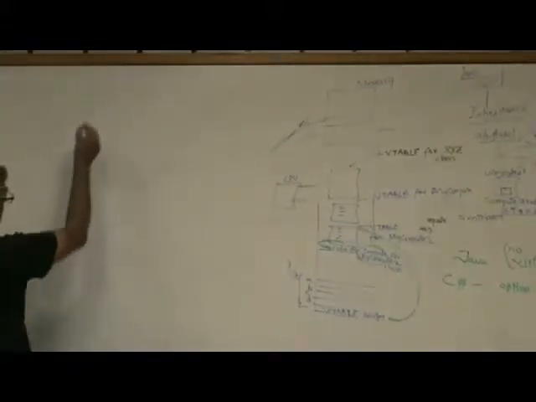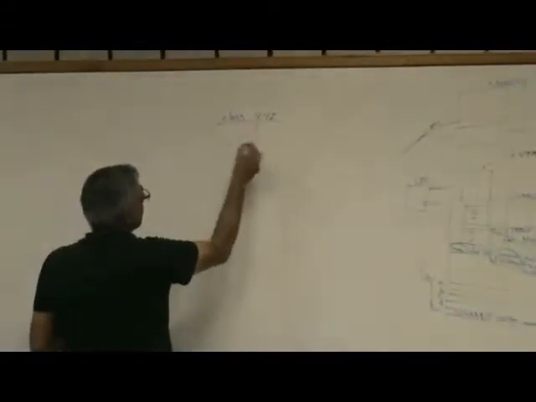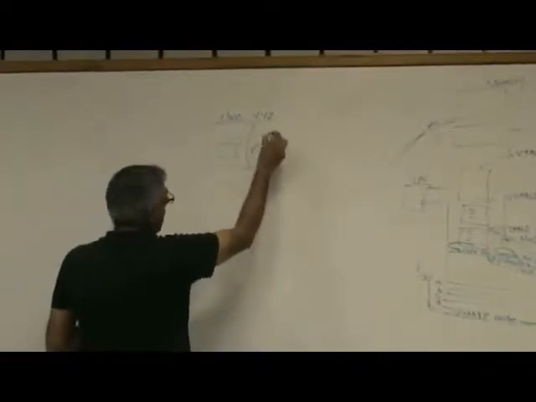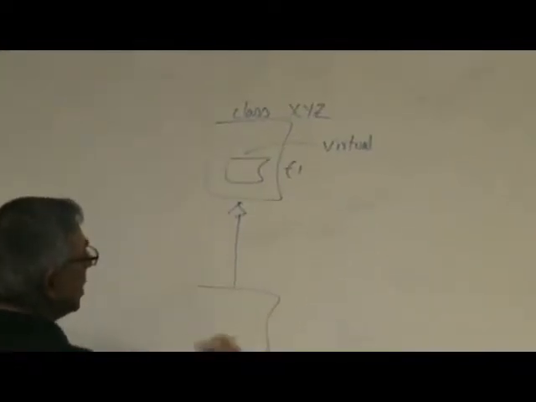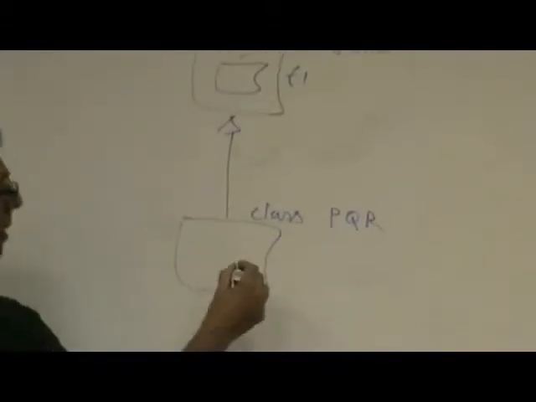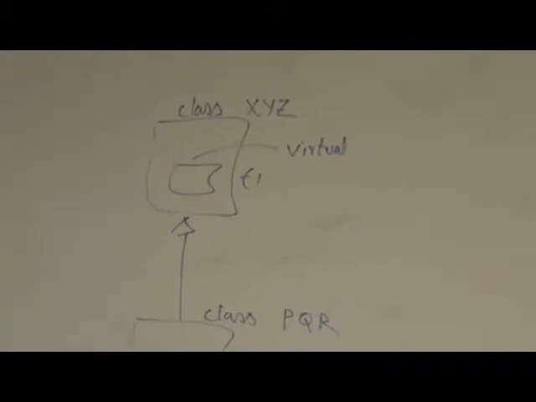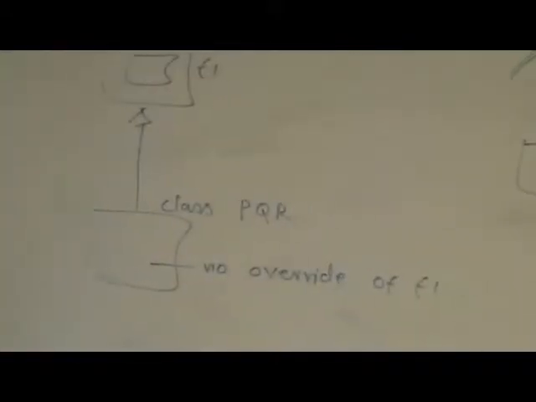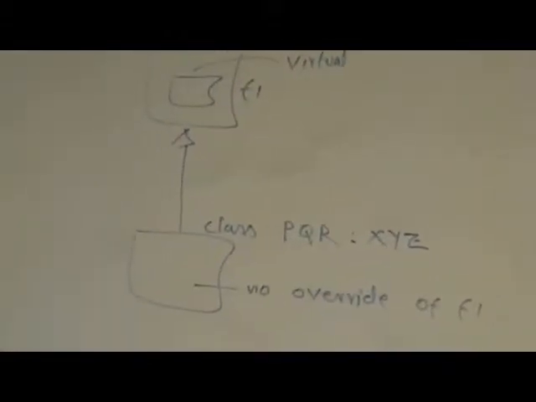Okay, suppose you created a class, whatever, X, Y, Z. You created some method over here, let's say F1, and you marked it virtual. Okay? Then from here you created another class, let's say PQR. And you did not override F1. So no override of F1. So what that means is, remember, once we inherit, everything is inherited. So this method is also over here, even though we did not override it. And it continues to stay virtual over here.